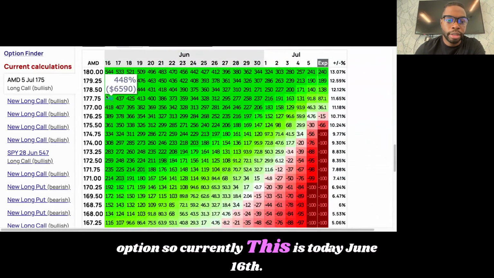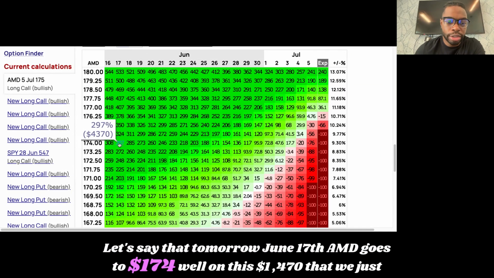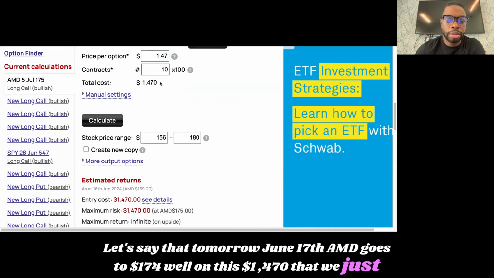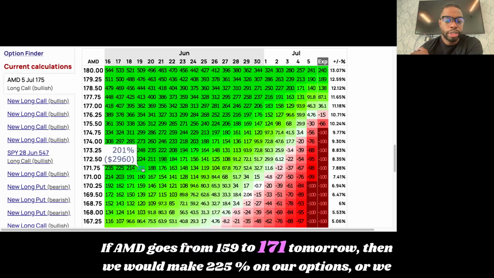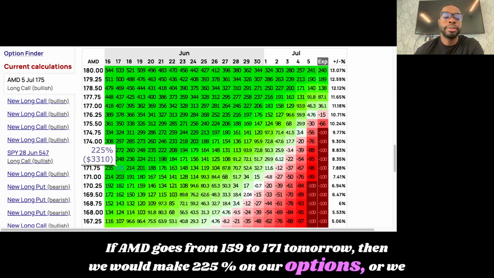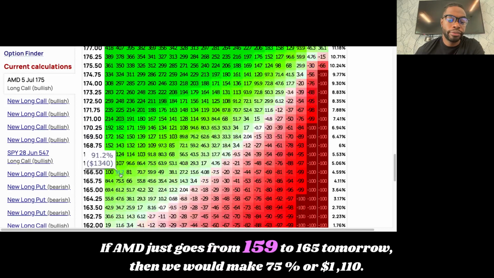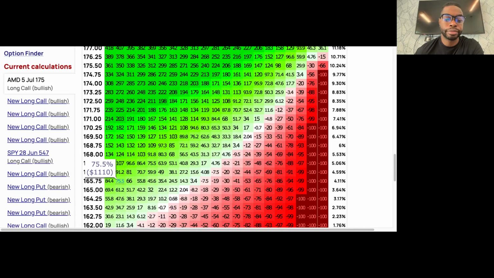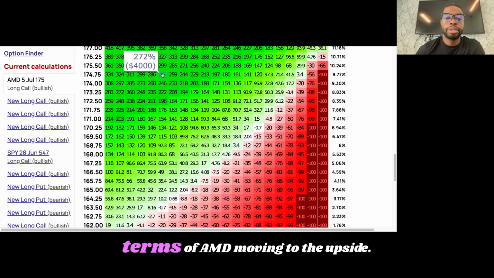So currently, this is today, June 16th. Let's say that tomorrow, June 17th, AMD goes to $174. Well, on this $1,470 that we just put in on the 10 contracts, if AMD goes from 159 to 171 tomorrow, then we would make 225% on our options, or $3,310. If AMD just goes from 159 to 165 tomorrow, then we would make 75%, or $1,110. So this is a good website to see how much money you would make in terms of AMD moving to the upside.